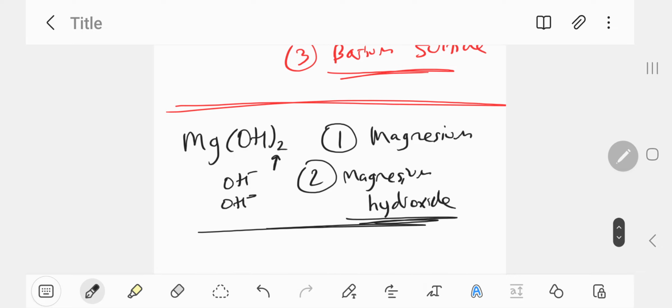And that's how you name ionic compounds. You just write down the name of the metal first, followed by the non-metal second, or the polyatomic ion. And you put an "-ide" at the end if there's no polyatomic ion.